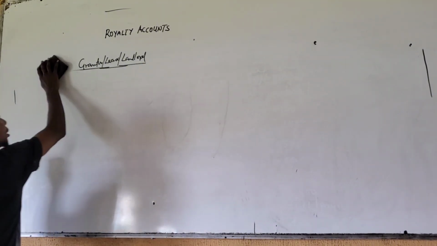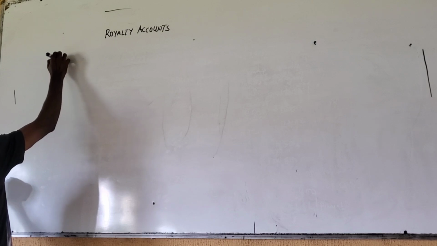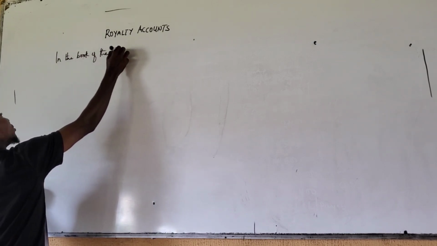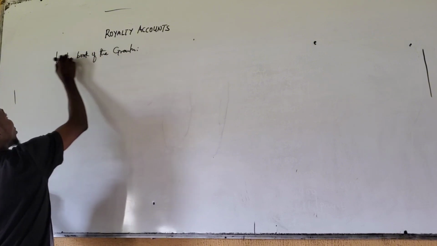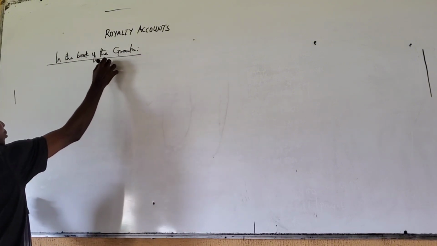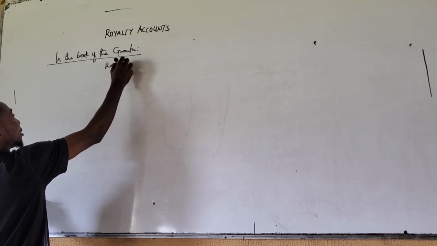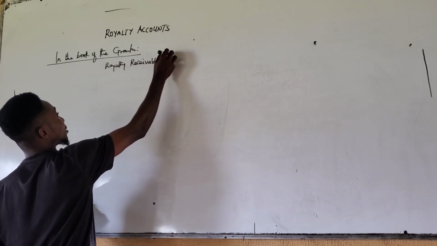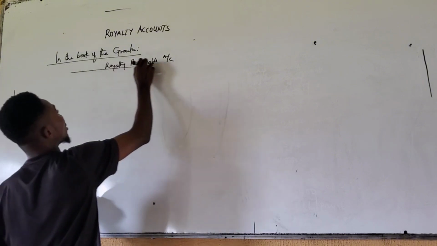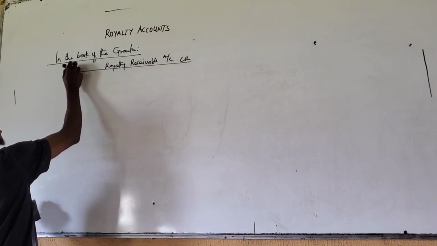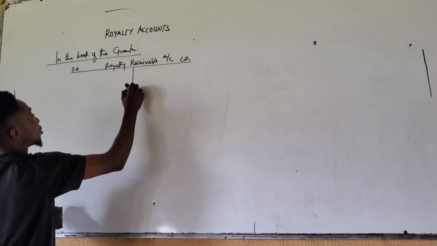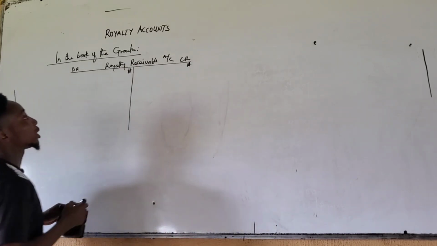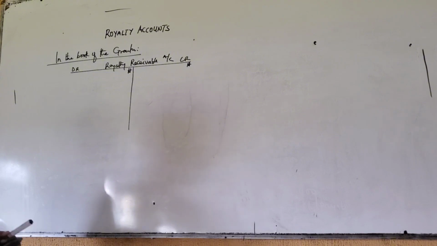So in the book of the grantor, who is the landlord, which is land owner, we have royalty receivable account. Like I said, this is an income account to the landlord. So it always has income, always has credit balance.